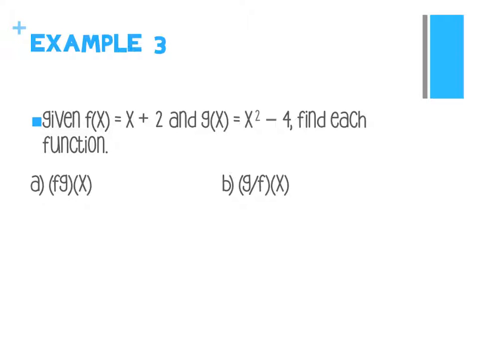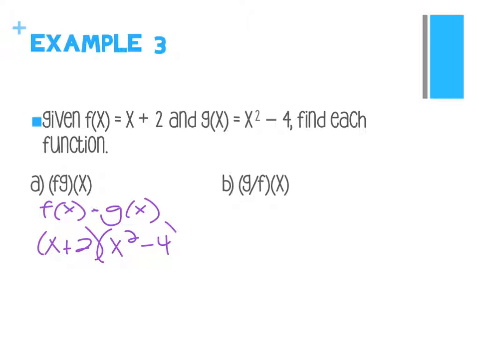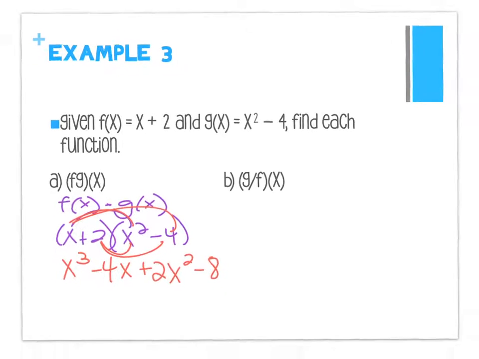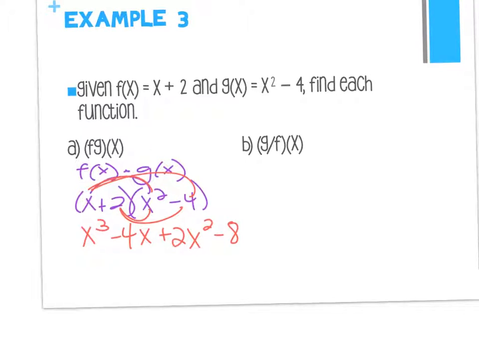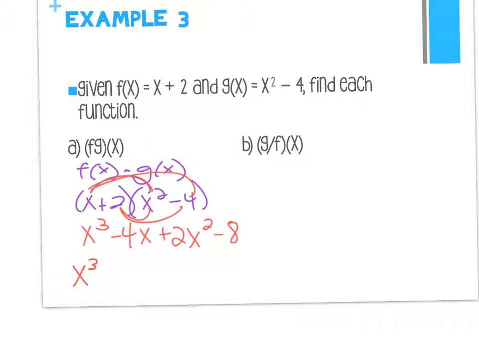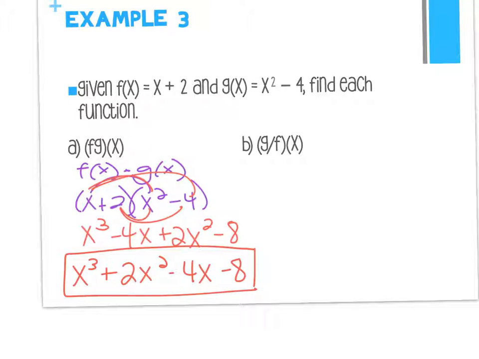All right, so the first one is multiplication, right? So I'm going to do f of x times g of x, which is x plus 2 times x squared minus 4, and then FOIL it out. So the first ones get multiplied. I'd get x to the third, the outer, negative 4x, the inner, positive 2x squared, and the last, negative 8. And then you just want to make a habit of putting it in decreasing degree order. So it would start with x to the third plus 2x squared minus 4x minus 8. Raise your hand if you got it right.